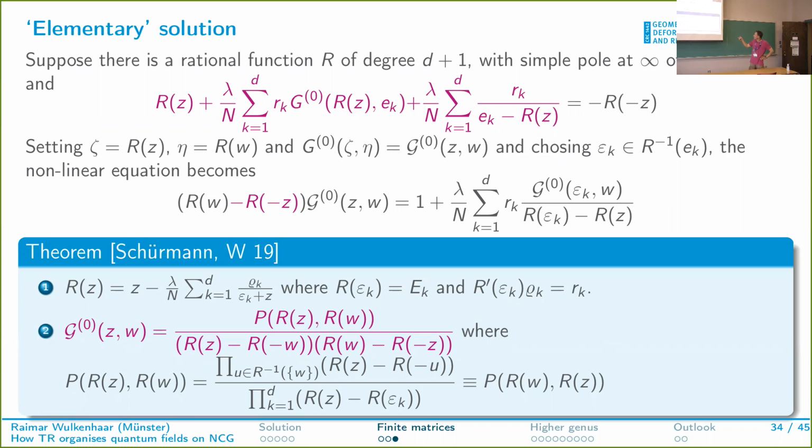In the fiber of the e_k, we choose some epsilon k. Then we end up with this equation, a linear equation, more or less easy to solve if you know what to do. And then we express G in terms of R. Now you have to check that this equation is satisfied, and it's the same miracle, it's just true.